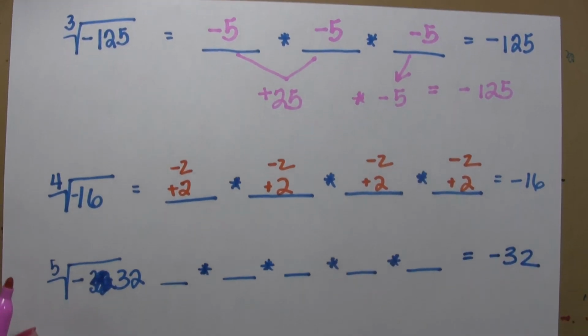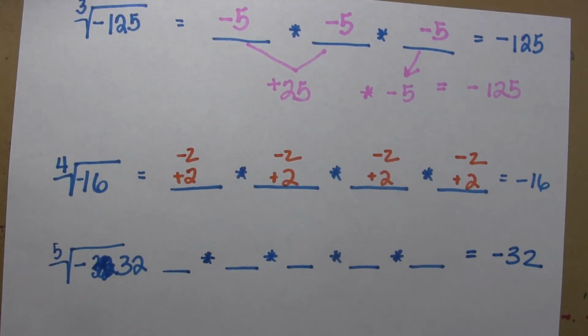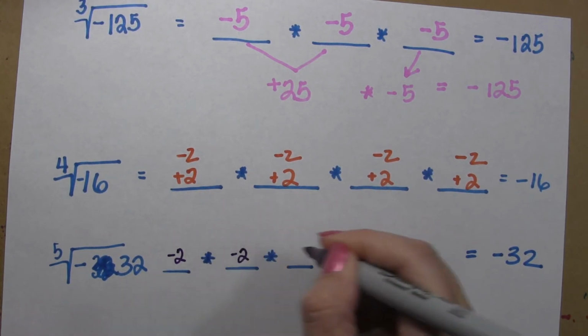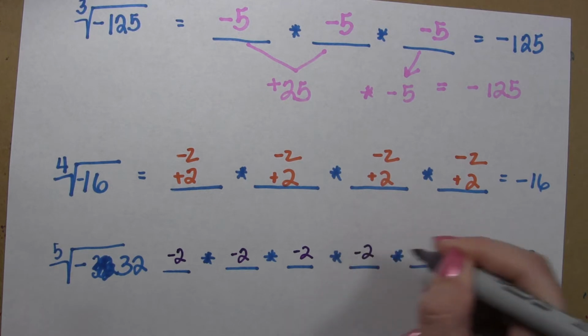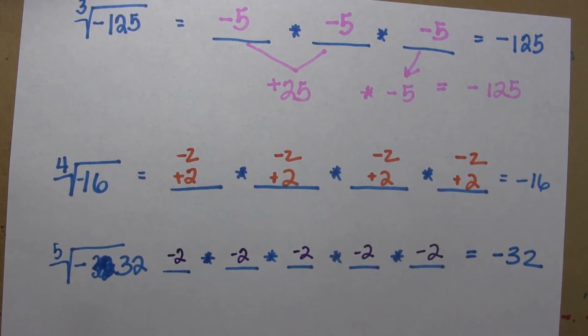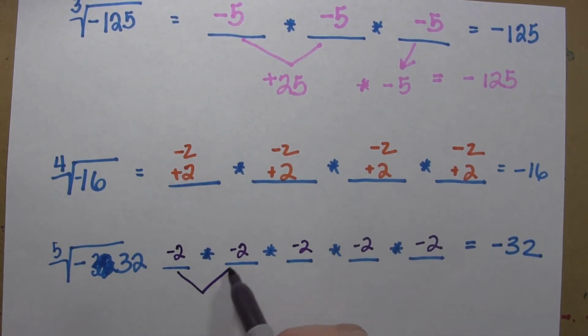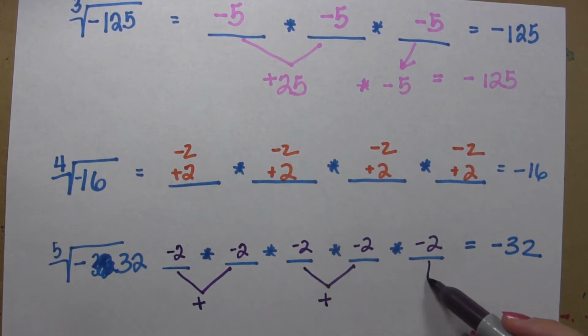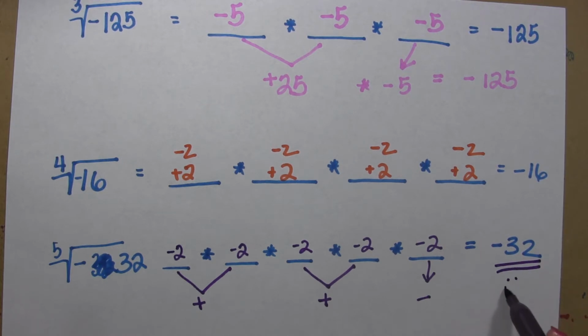Can we do this? Well, let's see. If I did a negative 2 times a negative 2 times a negative 2 times a negative 2 times a negative 2, what do I get? Well, that'll be positive. And that'll be positive, but this one right here will make my whole thing negative. So yes, I can get a negative 32.